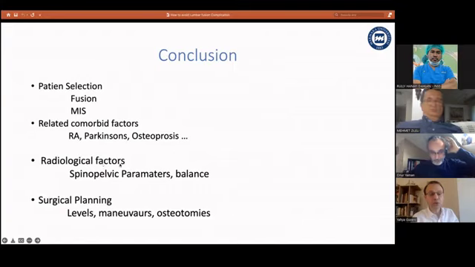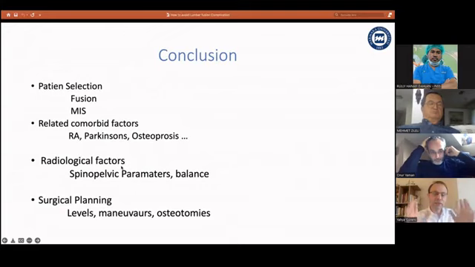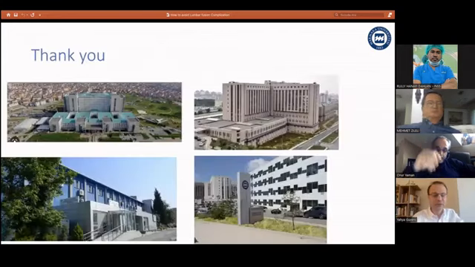And radiological factors are important for making a plan, for getting good balance. If we get good balance, this means we have less stress on the instrument, and we can fuse more easily, because we need to look at the radiological factors. And surgical planning, again, is important. Which level we go to in the upper levels, and which level in the inferior levels, and sometimes we need to use osteotomies. Thank you for your attention and for listening to me.